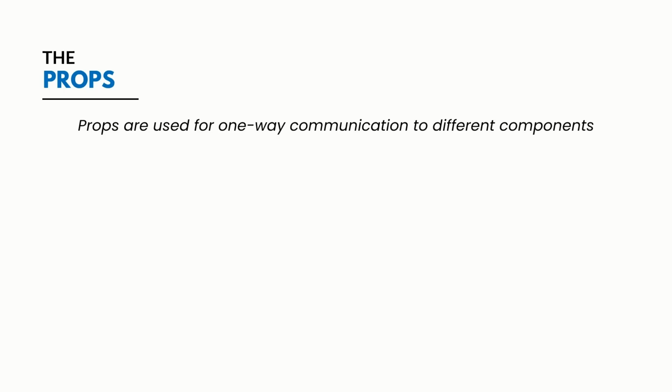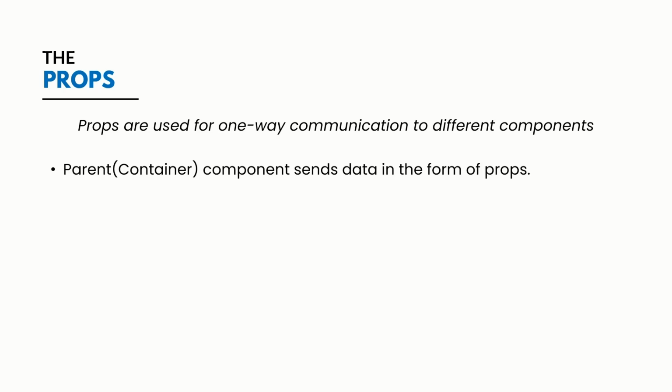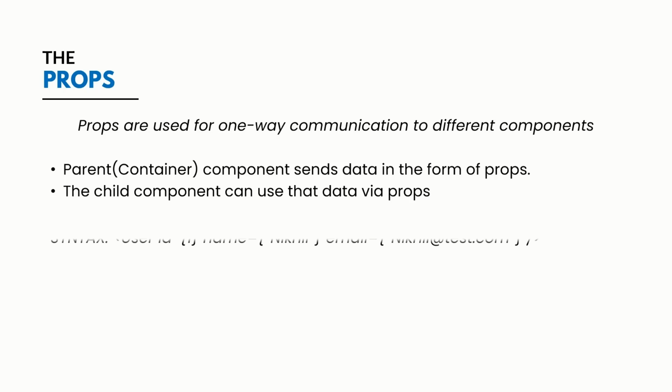Any parent component sends some data in the form of props to a component which is rendered inside the return statement. So the parent component sends the data in the form of props, and then the child component uses that data via those props. So simple. It is like calling a function with some arguments, though the syntax is different. Very simple.